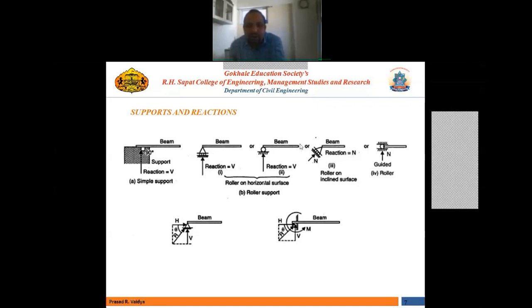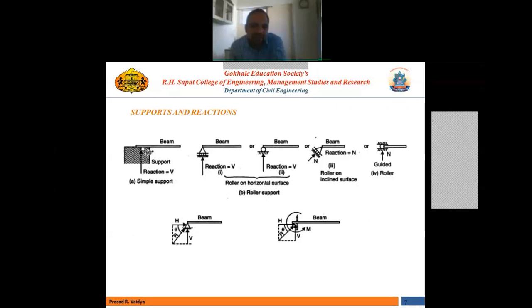But these are related to the two-dimensional case. Once you go for modeling, a model is always three-dimensional, so you have to think about the three-dimensional reactions. That means Rx, Ry, and Rz. Similarly, Mx, My, and Mz. So 6 degrees of freedom are there for each node. Out of that, 3 are rotational degrees of freedom and 3 are translational degrees of freedom. Translations are translation in X, Y, Z, and rotations are rotation in X, Y, Z, right? So 3 rotations, 3 translations.